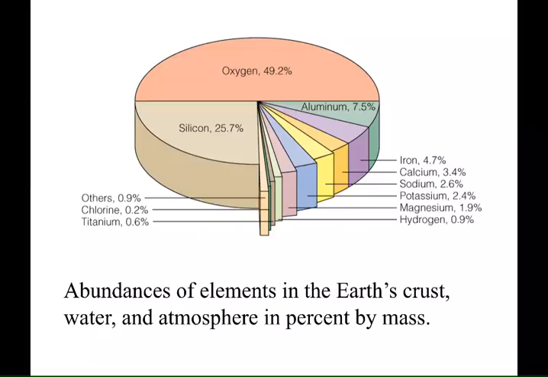Switching gears, this is the Earth's crust, and we said that oxygen actually is the most abundant element in the Earth's crust. And the oxygen actually became part of the Earth's crust in that way because the elements that make up the Earth's crust early on were very reactive, and they reacted with that free oxygen. So followed by silicon, followed by aluminum.